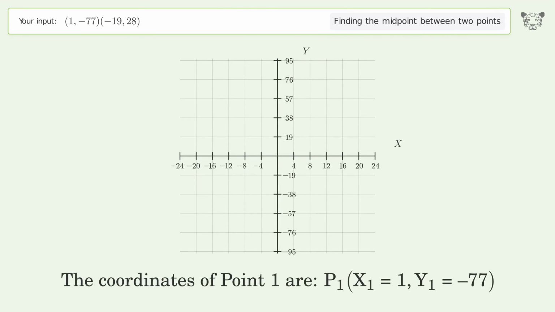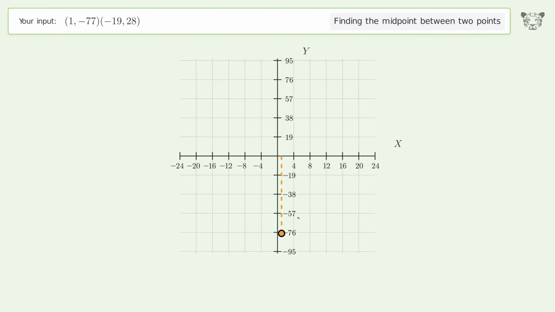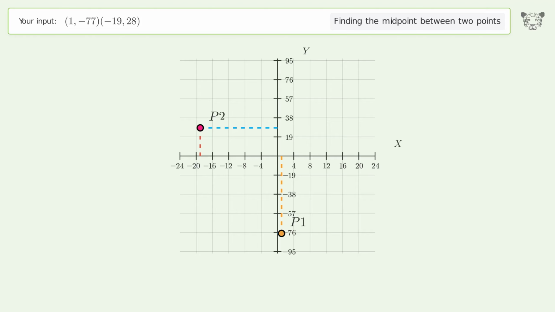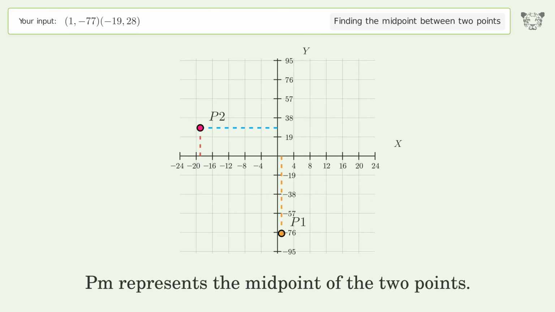The coordinates of point 1 are x1 equals 1, y1 equals -77. The coordinates of point 2 are x2 equals -19, y2 equals 28. PM represents the midpoint of the 2 points.